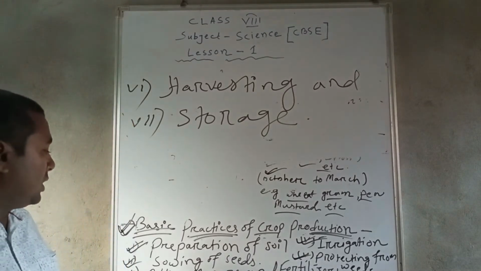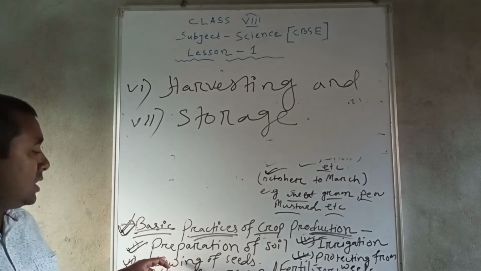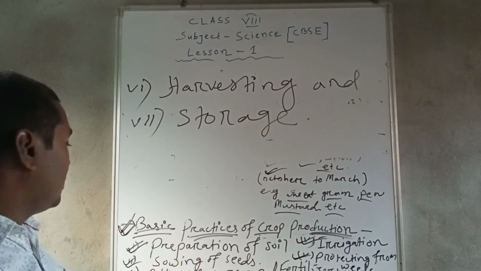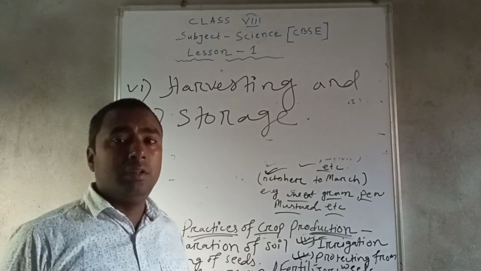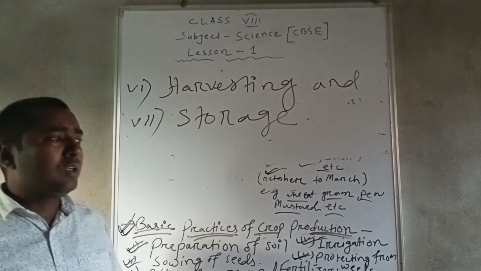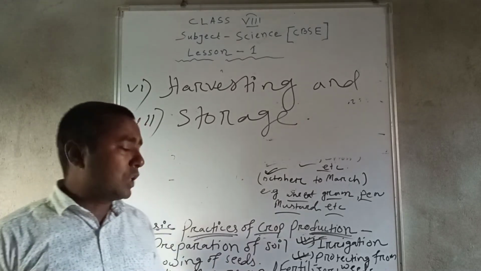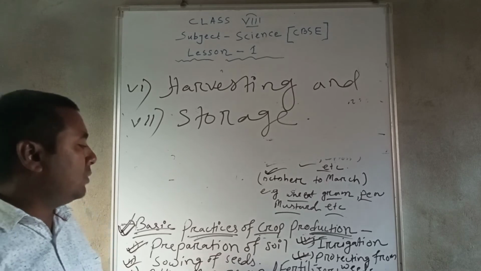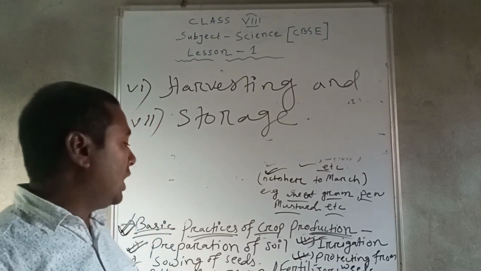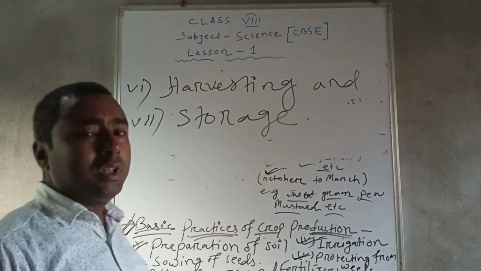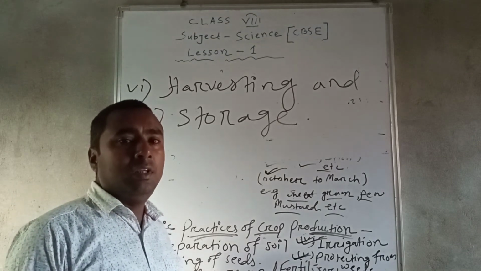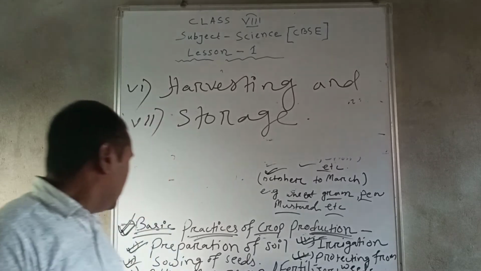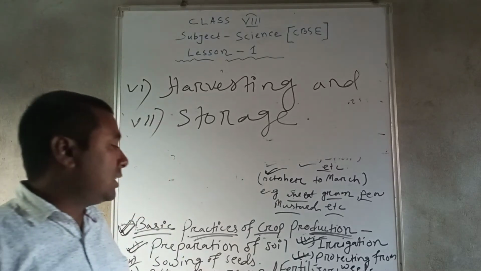Now let me give you the simple meaning of each of these agricultural practices. First one, preparation of soil: before cultivating the crops, it is very important to prepare the soil. Preparation of soil here means loosening the soil particles. Sowing of seeds means scattering seeds at an appropriate distance in the agricultural field. Third one, adding manure and fertilizers.